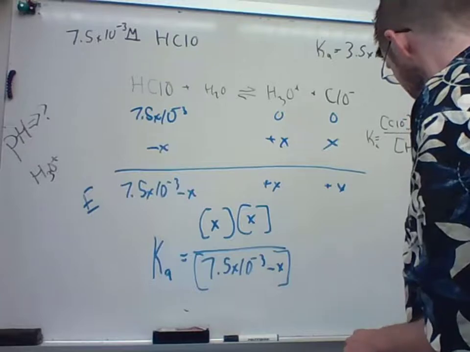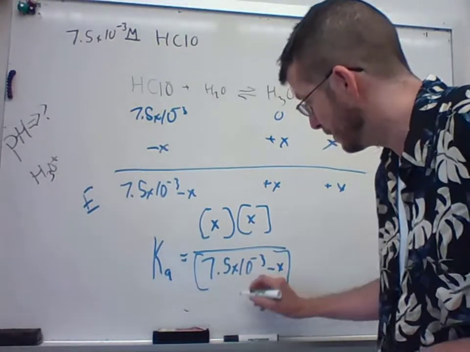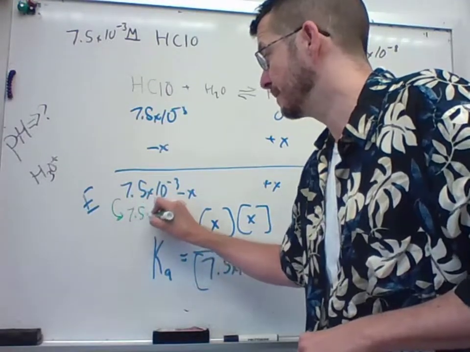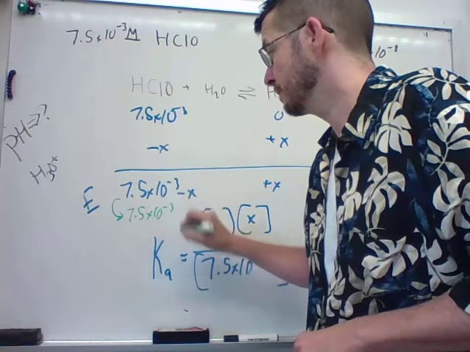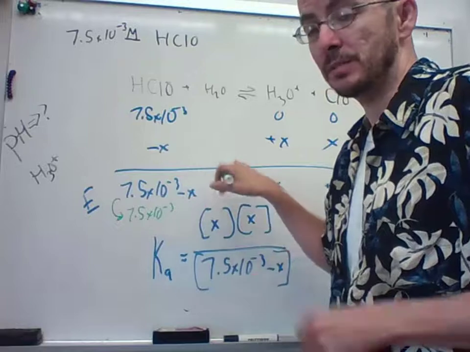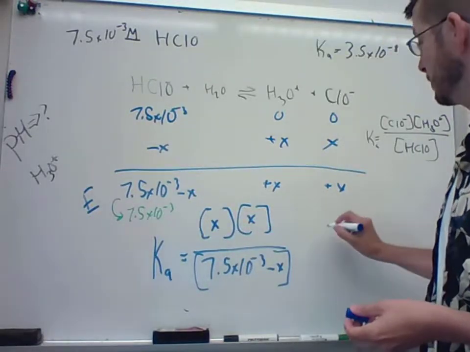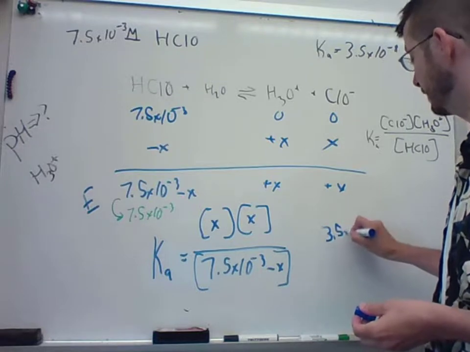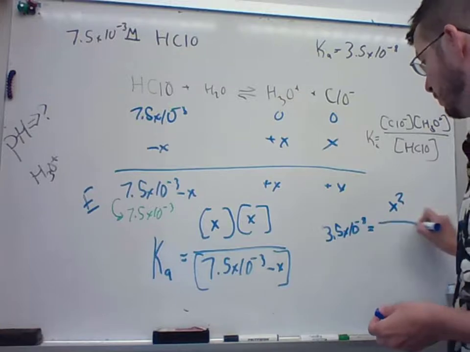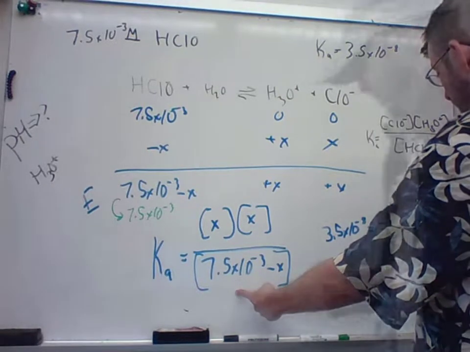Now, because this is a weak acid, we're going to assume that this value will be approximately equal to 7.5 times 10 to the minus third. X is small. Because it is small, this number minus a small number will be approximately equal to the same. And so this becomes 3.5 times 10 to the minus 8 is equal to x squared over approximately 7.5 times 10 to the minus third.